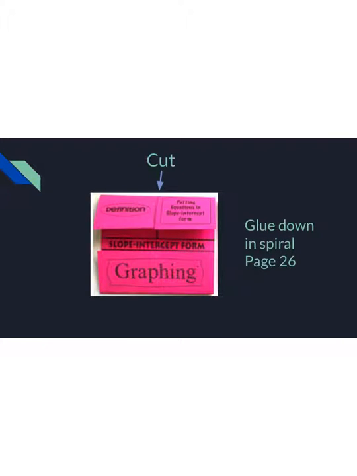Okay, so this is a picture of the pink one. Yours is yellow. Same thing, just looks slightly different. So you're going to end up folding it like how you see here. And you're going to make a little cut on just the top part between definition and putting the equation in slope-intercept form. So we're going to do 3 things here and glue it down to page 26. But don't glue it down until the end. This is at the end.